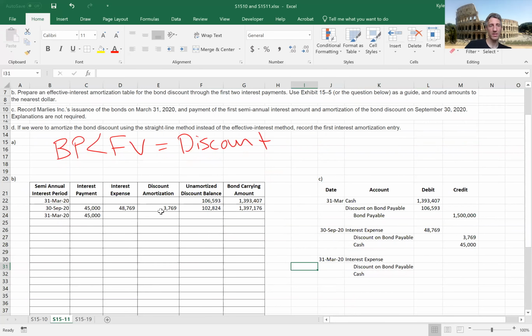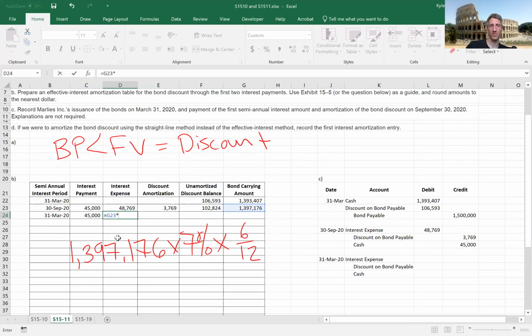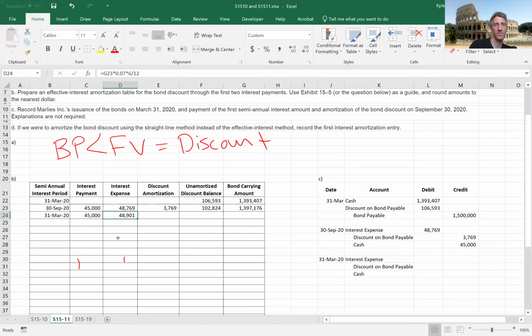And the interest expense is going to be the prior period's bond carrying amount, 1,397,176, multiplied by the market rate, which is 7%, multiplied by 6 months of the year. So 48,901. Which means that the part of the discount that gets amortized has also increased. The unamortized amount has decreased, but the bond's carrying value has now increased.